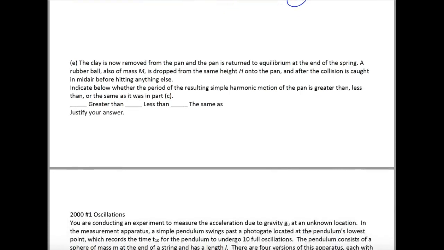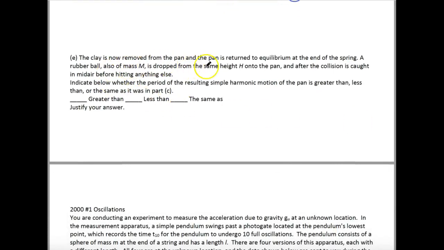For letter E, it says the clay is now removed from the pan and the pan returned to equilibrium at the end of the spring. A rubber ball of mass m is dropped from the same height, and after collision, it is caught in midair before it hits anything else. They want us to indicate below whether the period of the resulting simple harmonic motion of the pan is greater than, less than, or the same as it was in part C. And for this one, if you think about it, it should be less than.